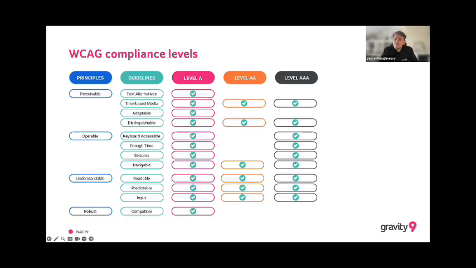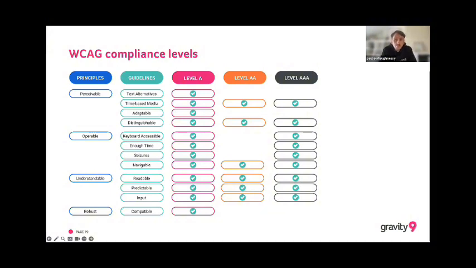So level AAA compliance is the highest and most stringent of all the levels, and it includes all A and AA criteria, plus some additional measures to ensure accessibility even further. Level AAA compliance can be quite challenging, but if you can make it there, you can be sure that the website you're offering will be highly accessible for the most amount of people. An example of AAA compliance would be sign language. If there's video content on your site, do you offer a sign language alternative for people to understand it?